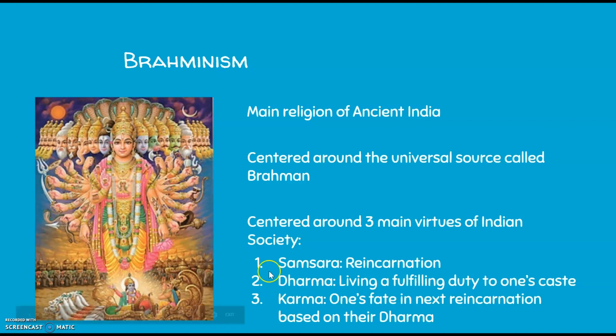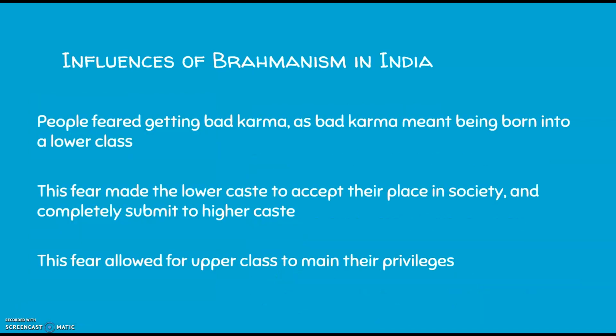So if you lived your life as a good servant, you're going to have good karma. And then when you're reborn again, samsara, you might be born into a middle class. The next time you do really well as a middle class person and die, you're going to have good dharma and karma again. Then you might be born into a higher class. See how Brahmanism affected the way people lived, right? It influenced people so that they didn't want to get bad karma, because if you get bad karma, you might be born into a lower class. So this made people stay in their social class.